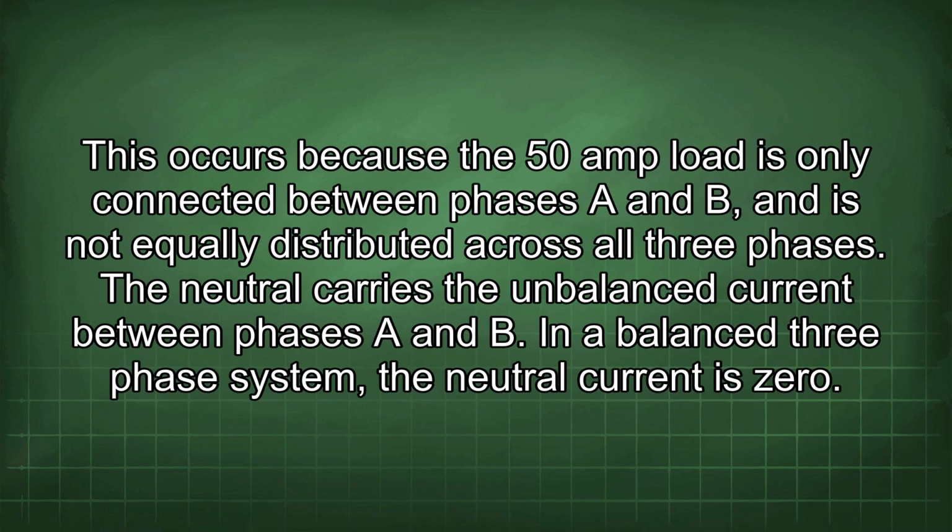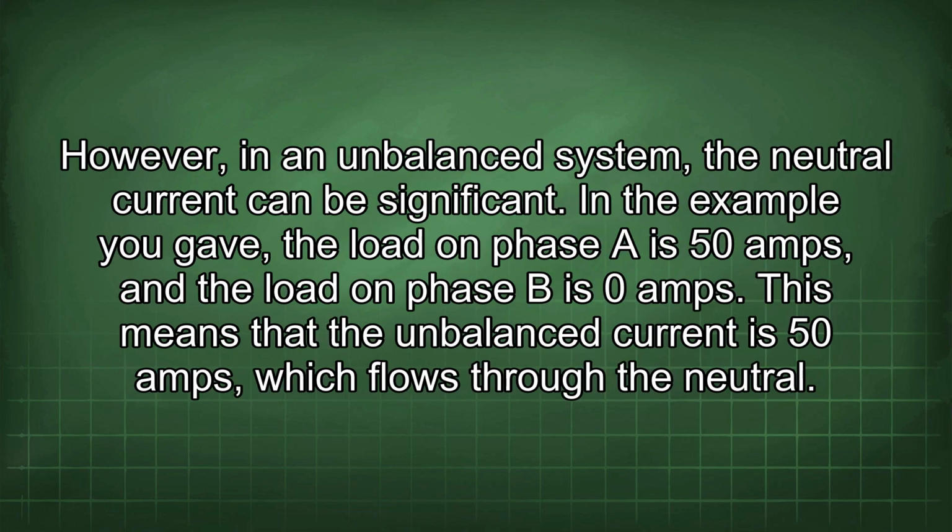This occurs because the 50 amp load is only connected between phases A and B, and is not equally distributed across all three phases. The neutral carries the unbalanced current between phases A and B. In a balanced three-phase system, the neutral current is 0. However, in an unbalanced system, the neutral current can be significant.